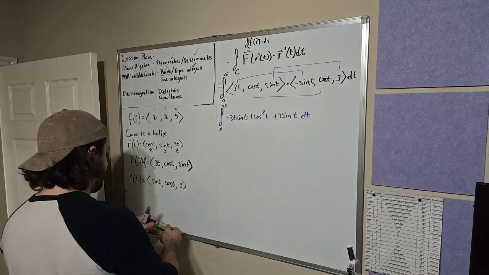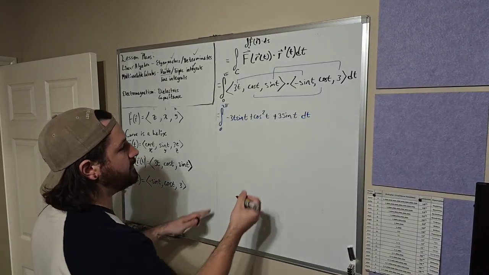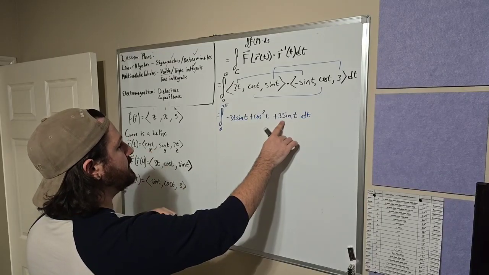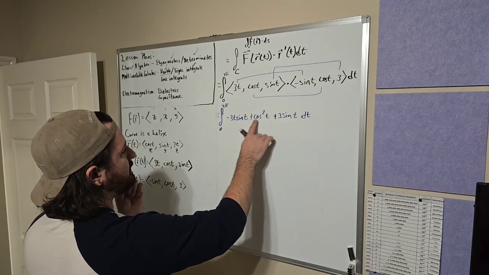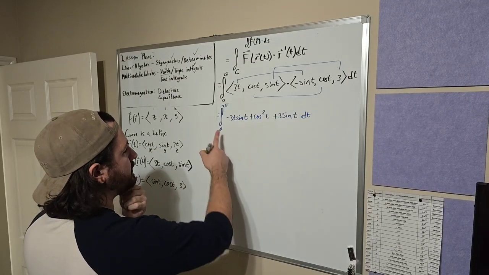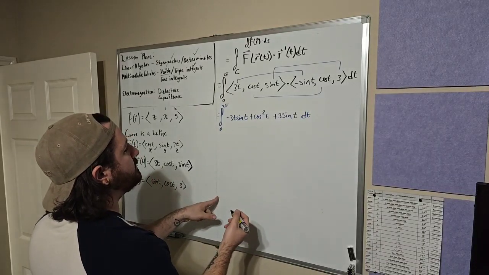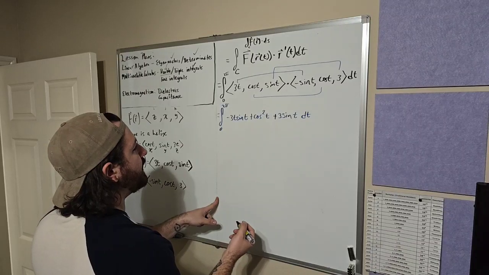Now we can do some quick little simplification and see some stuff happen. So we have negative 3t sine t and then 3 sine t. That doesn't simplify at all. Cosine t doesn't simplify. Okay, so we're just going to distribute our integral across and take some integrals and see what happens. Yeah, that's what we'll do.